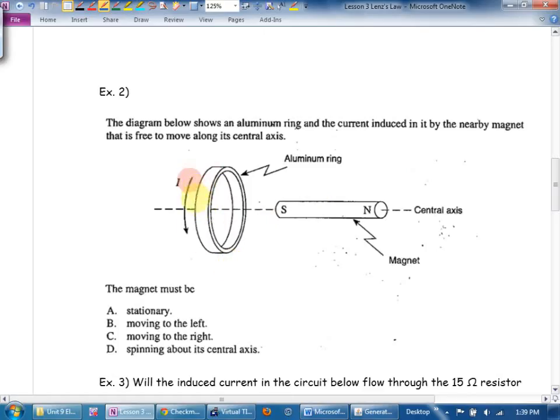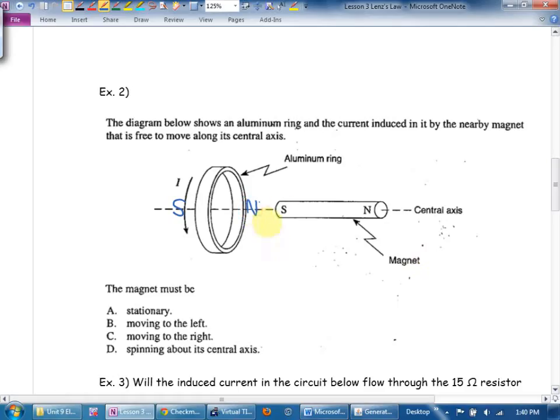This way. Which way is the north pole from this ring? Left side or right side? Use your solenoid rule. Right side? So you're saying the north pole is right there and the south pole is right there? That was created in direct response to the way this magnet is moving. Which way would this magnet be moving so that a north pole was created right there?